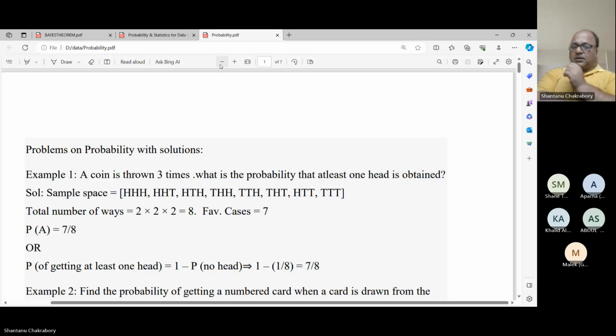That is 8. But what is the event here? The event space, which is a subset of the sample space, is that you should have at least one head. So you can count in the sample space. There are 7 such outcomes where we have at least one head. So the probability, the event space by the sample space, is 7 by 8. 7 is your event space and 8 is your sample space. Is it clear how we are getting 7 by 8?